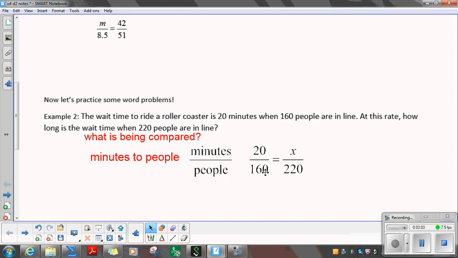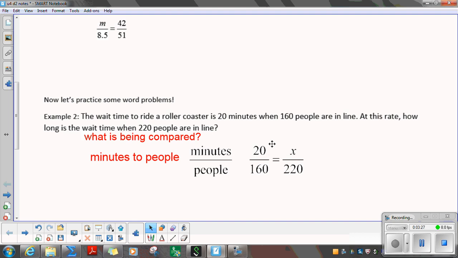Do you see that the 160 and the 220 are both the number of people? That's why they're on the bottom, and the 20 is minutes, and what we're trying to find is also minutes, so those are on the top. You have to be careful about where you put them and make sure they're the same across the proportion: minutes to people for both ratios.